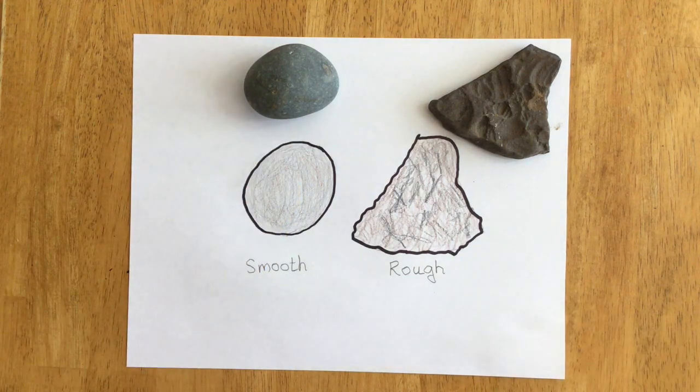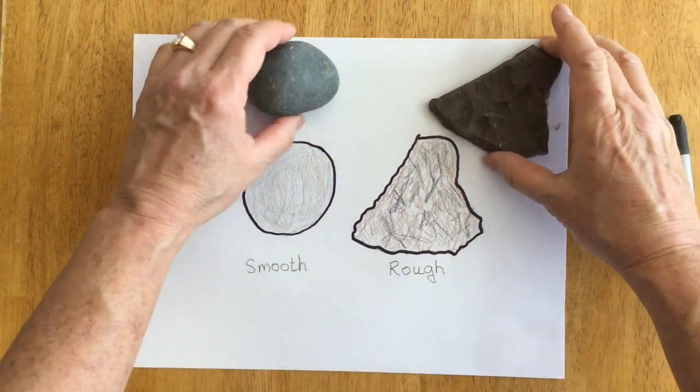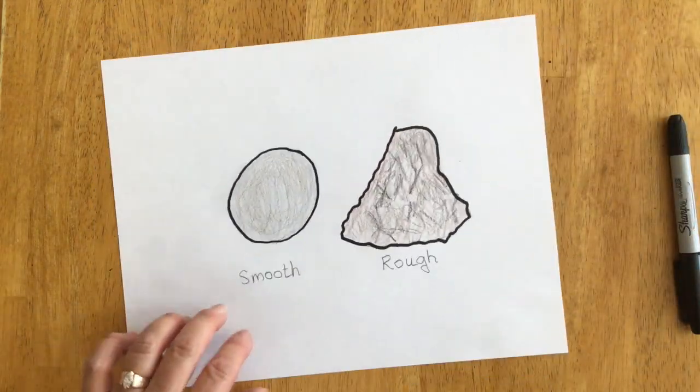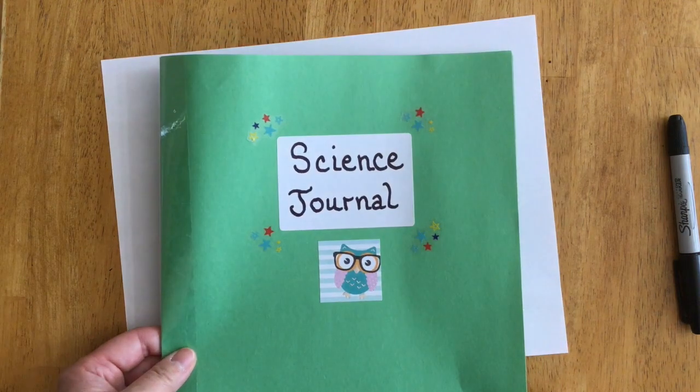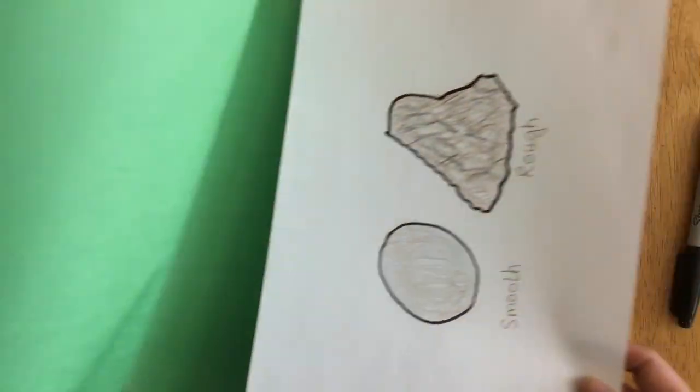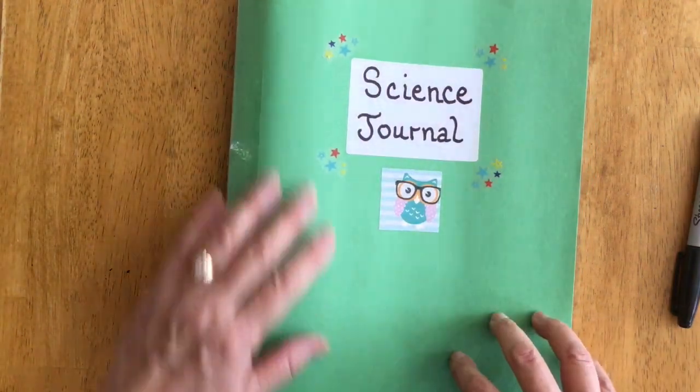All right, there you go. So then what you'll do is you'll put the rocks aside, brush off their little residue, and you're gonna stick it in your very trusty science journal. So you're gonna put this page right in there, and it'll join all your other paperwork.